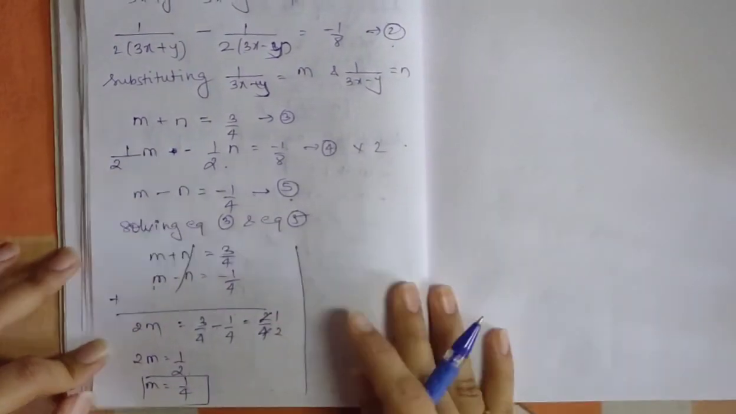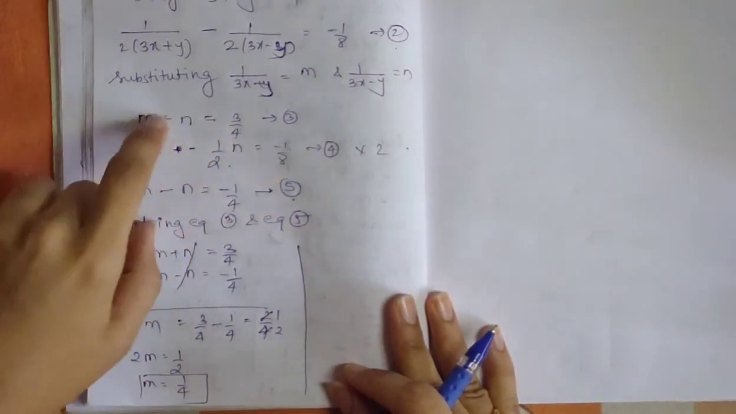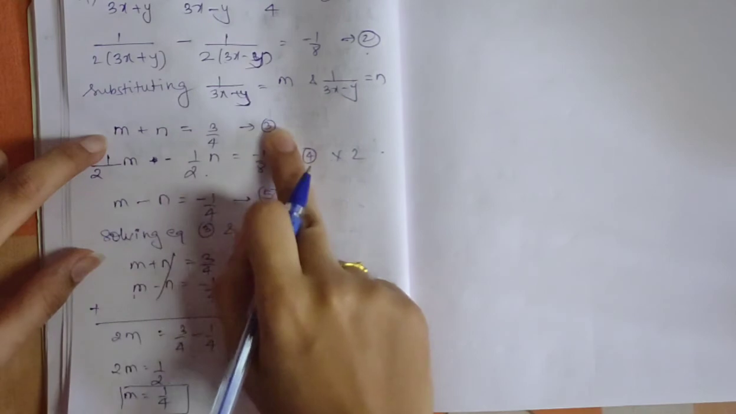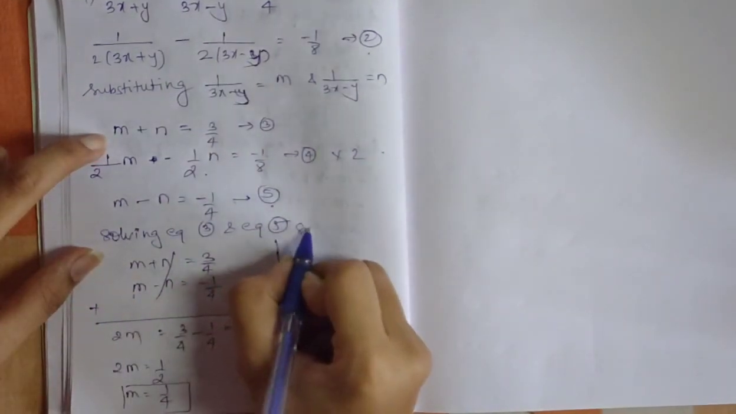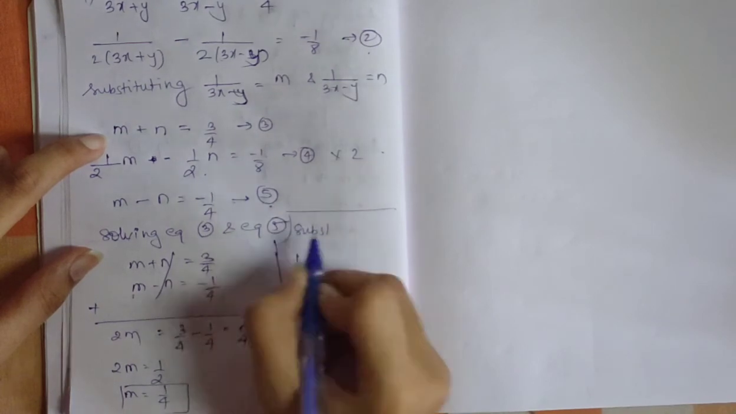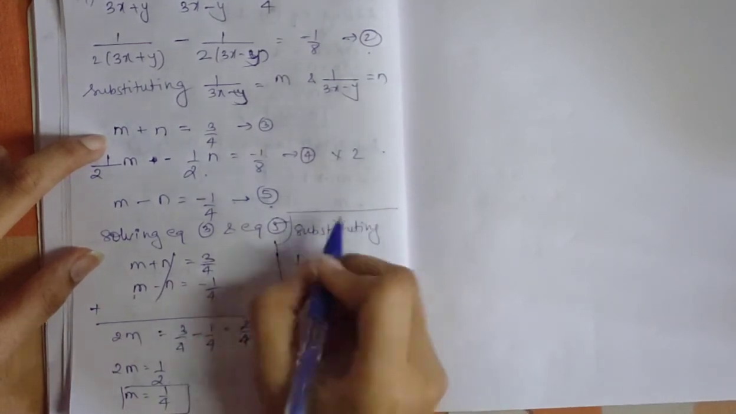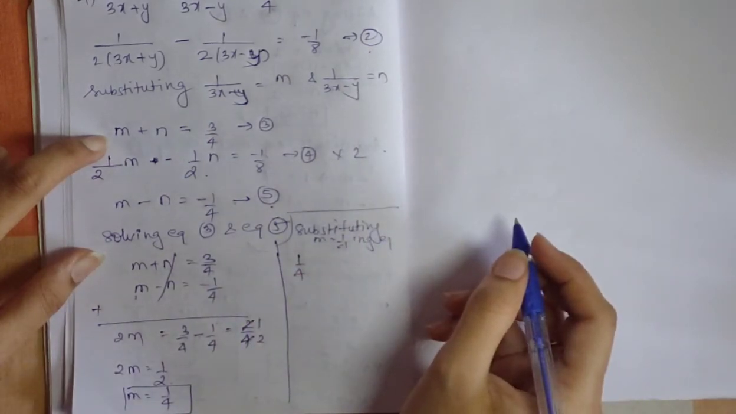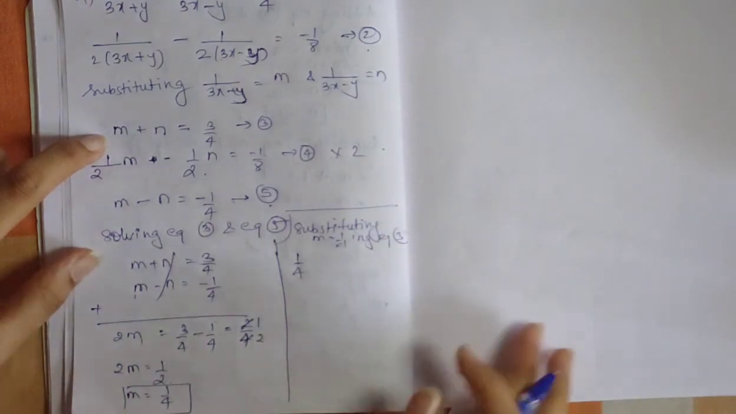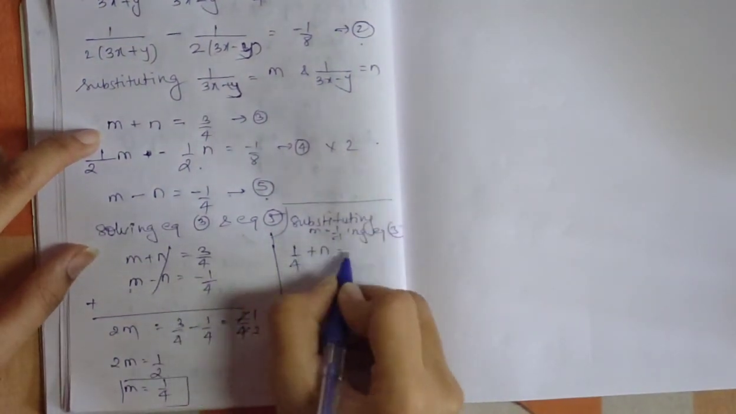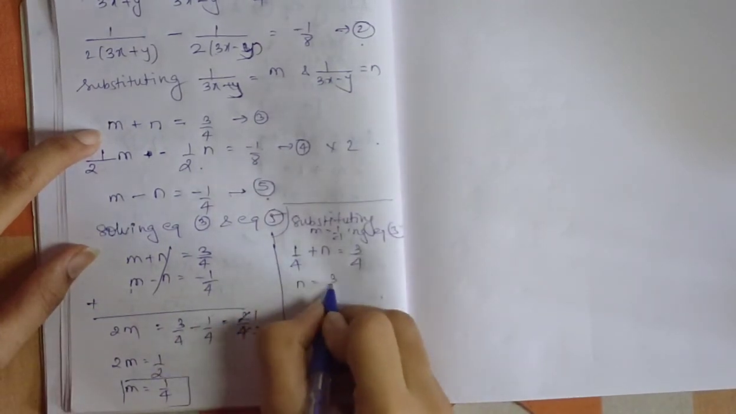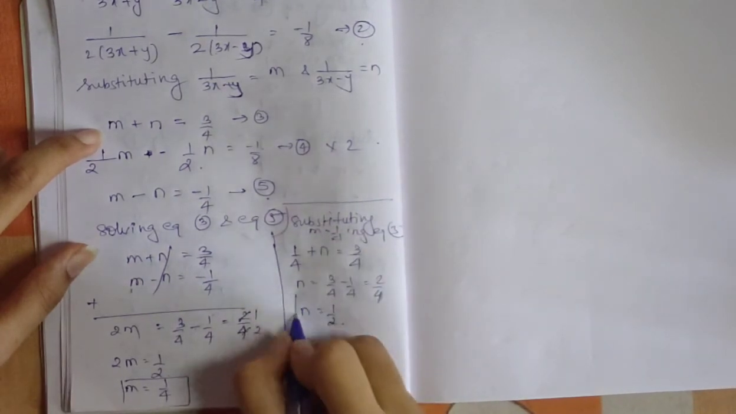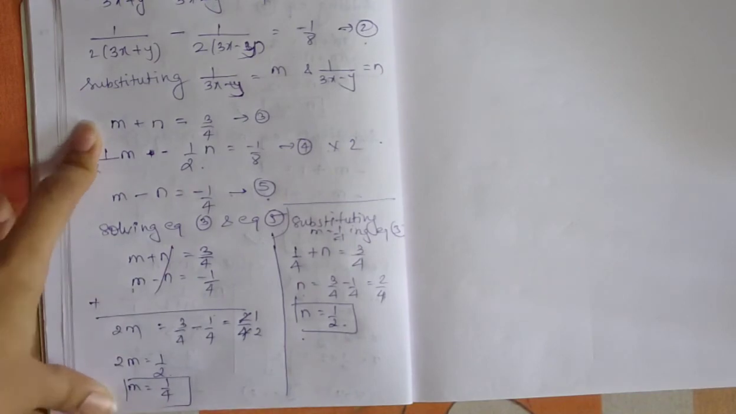Now to find out the value of n, I'll substitute this value of m in any one of the above equations. Let's do that. I'm substituting m is equal to 1 by 4 in equation 3. Okay, write it neatly. So m plus n is equal to 3 by 4. n is equal to what? 3 by 4 minus 1 by 4, again 2 by 4. n is equal to 1 by 2. So m is equal to 1 by 4, n is equal to 1 by 2.